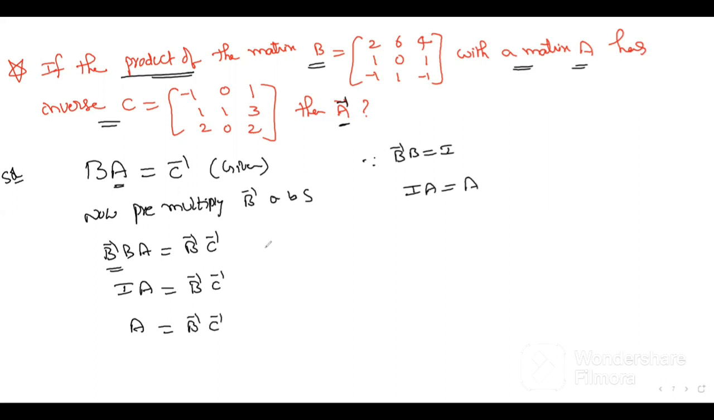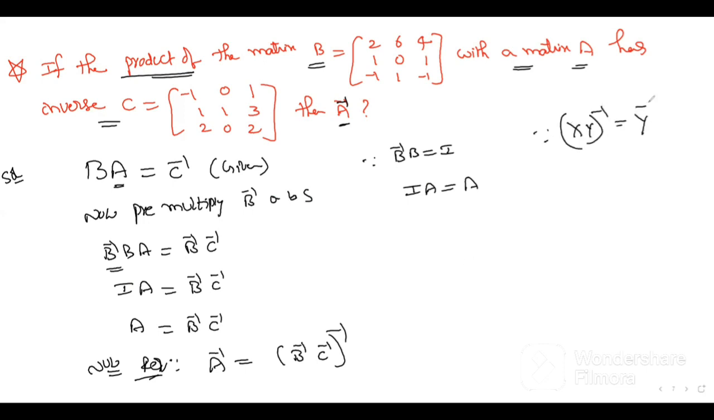What is required here? A inverse is required. A value we already have: B inverse C inverse, so B inverse C inverse whole inverse. We have one formula: xy whole inverse is equal to y inverse into x inverse. Now we should apply the formula. Here x value is B inverse, y value is C inverse. Applying the same formula, we get y inverse, that is C inverse whole inverse, and x inverse, here x value B inverse whole inverse.